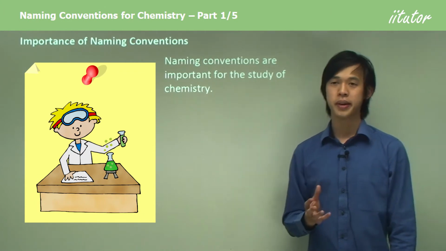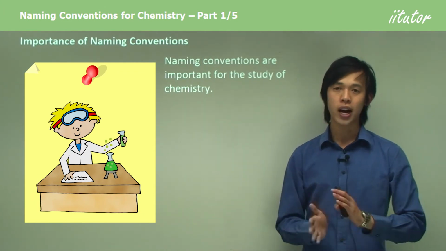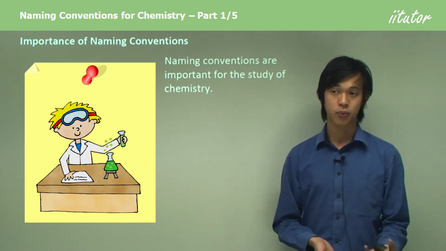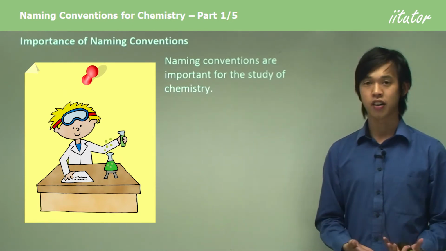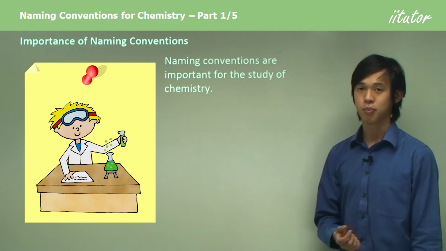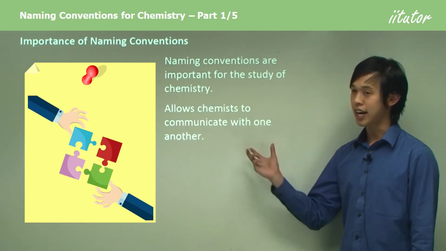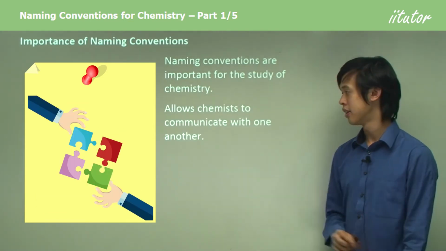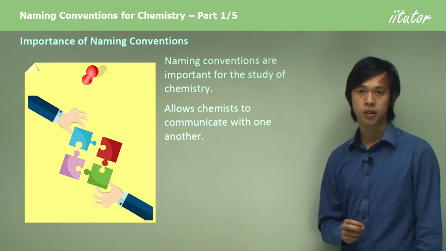So first we're going to talk about why we actually want to name things the way we do. Okay? Naming conventions are important. And the main reason why naming conventions are important for chemistry is because it allows chemists around the world to communicate with one another. Okay?